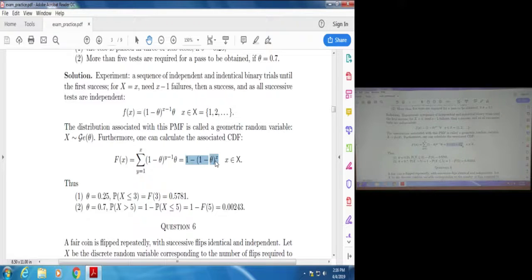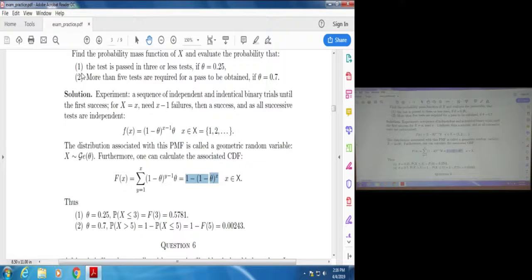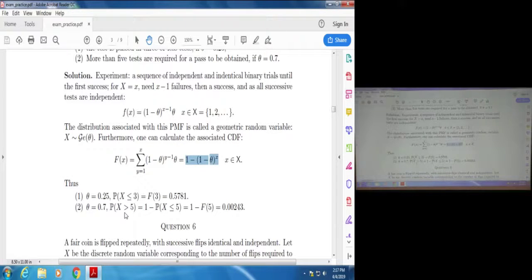Okay, so that's the CDF, and now the answers to 1 and 2 are simple. For 1, theta is 0.25, I want the probability that the test is passed in 3 or fewer tests, the probability x is less than or equal to 3, it's very explicit, and that's just F of 3, so I just substitute x equal to 3 in this formula, when theta is equal to 0.25. More than 5 tests, so we want now the probability x is bigger than 5, theta is 0.7. Obviously, this is not a very nice probability to compute, but that's equal to 1 minus the probability x is less than or equal to 5.